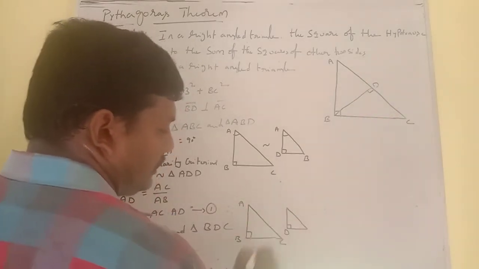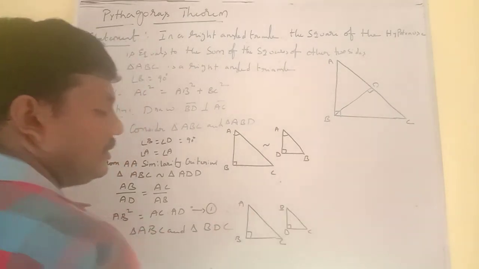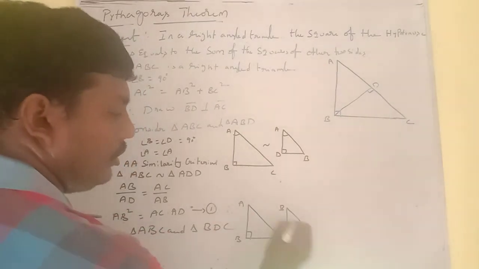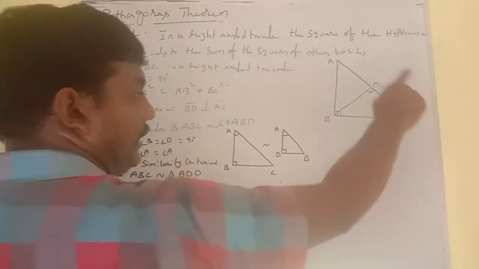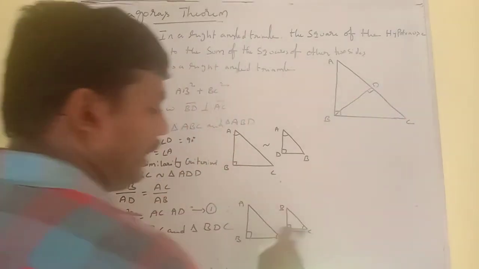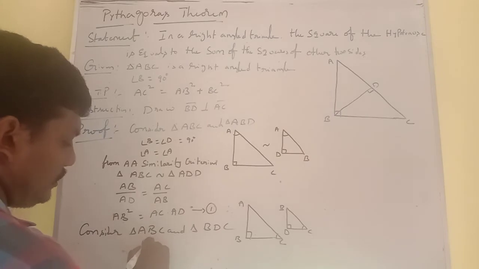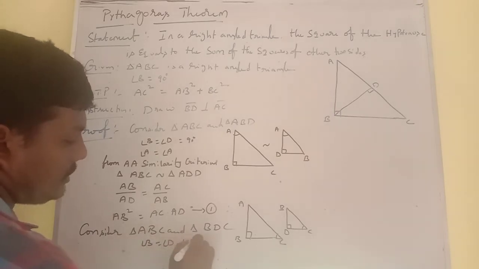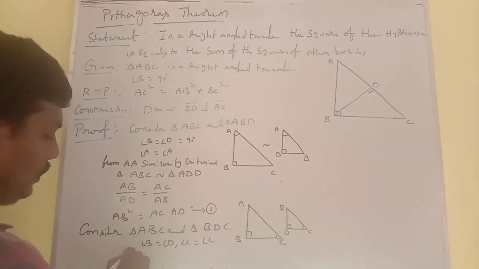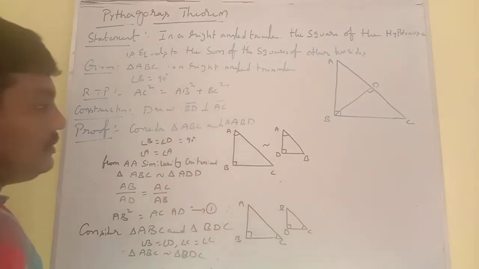In the place of D this is, and C is the common angle here, and this is called B. This is BDC. C is the common angle in both triangles, because in triangle ABC, C is here and in this triangle also C is common. That means in these two triangles C is the common angle. So angle B is equal to angle D, angle C is equal to angle C. Therefore triangle ABC is similar to triangle BDC by the same reason.